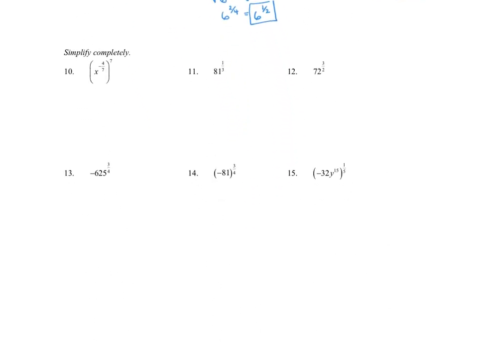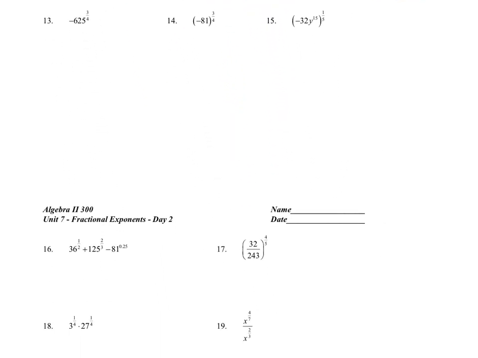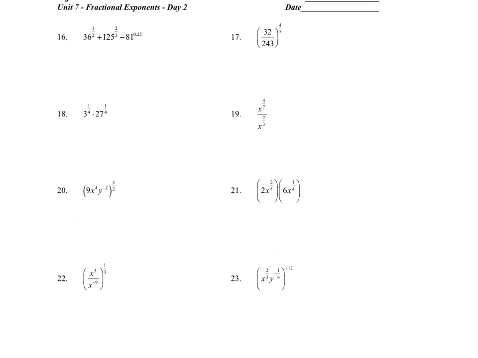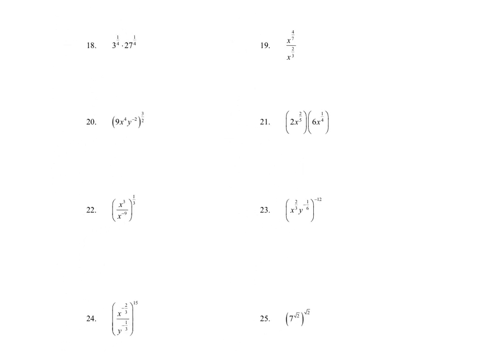At this point, I'm going to skip to number 19, 21, and 23 on the second page, but I will come back to number 13, 14, and 16 and do those with the exponent chart. I'll leave the others in between for you to try on your own and check against the answer key.